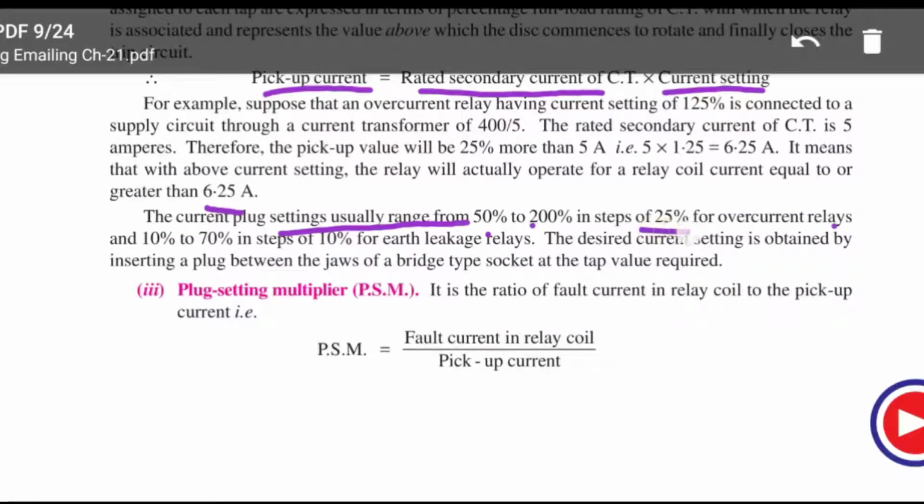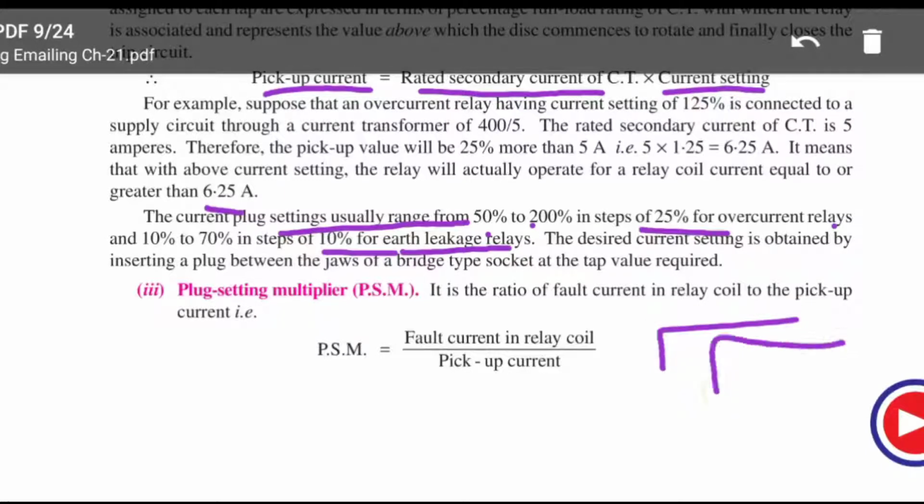The current setting varies in steps of 25% in the case of overcurrent relays, whereas for earth fault relays, earth leakage current relays, the step is 10%. That is, each plug is a 10% variation.